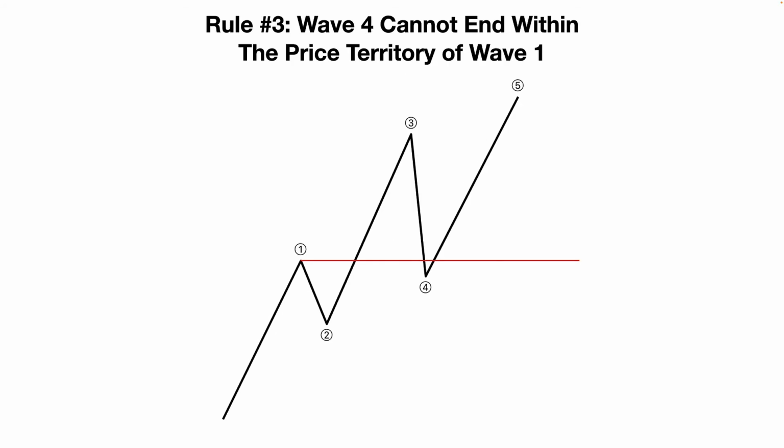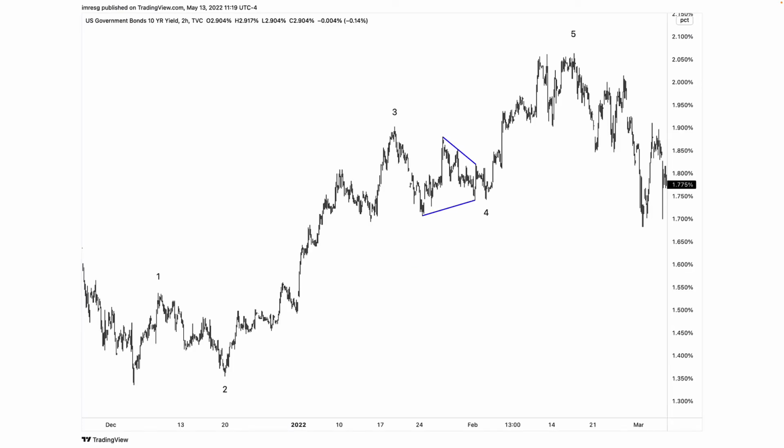And rule number 3 is that wave 4 cannot end within the price territory of wave 1. All right, so again, this diagram shows a violation of that rule, where we have wave 4 here, circle wave 4, ending within the price territory of circle wave 1. That is not good. If you are counting a 5-wave impulsive cycle and you have your wave 4 ending within the price territory of wave 1, then you did something wrong and you have to go back to the drawing board.